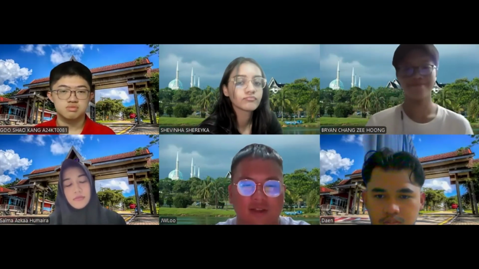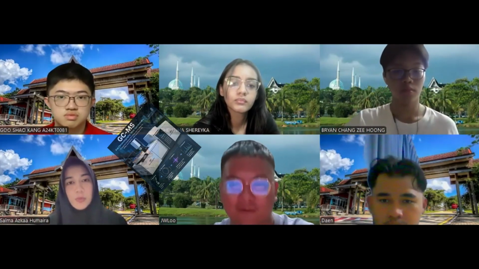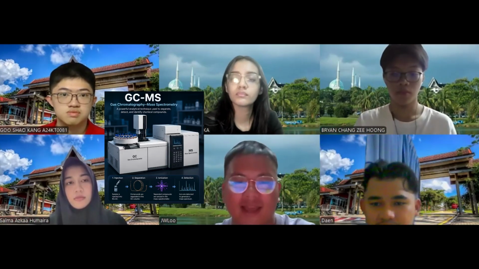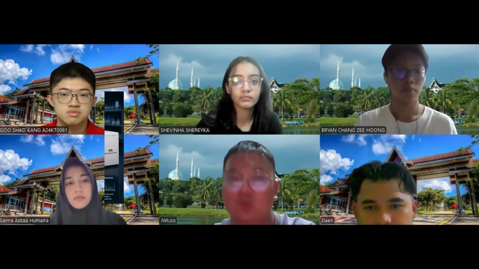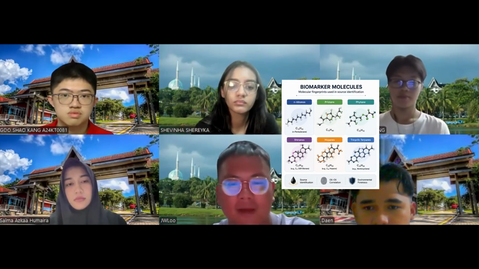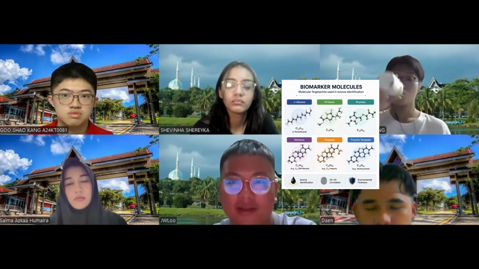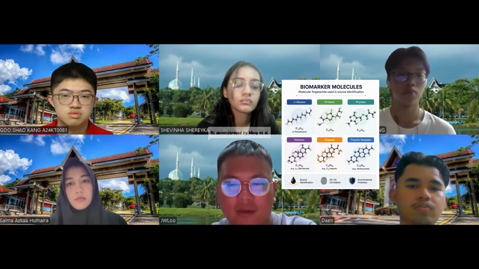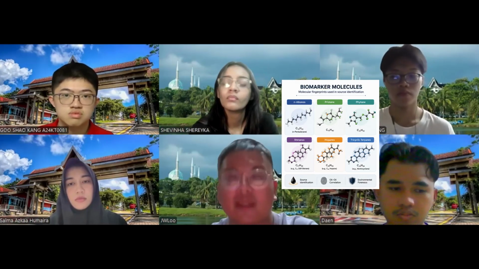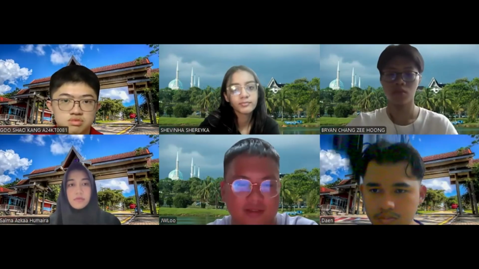So first of all, I'd like to talk about GC-MS. GC-MS works in two key stages. Gas chromatography first separates complex hydrocarbon mixtures into individual components, and then mass spectrometry identifies these compounds based on their mass-to-charge ratio. This allows for the detection of stable biomarkers, for example, hopanes and also steranes, which are highly resistant to environmental weathering. As demonstrated by Wong, these biomarkers remain relatively unchanged even after prolonged exposure in marine environments, making them highly reliable for source identification in oil spill forensics.